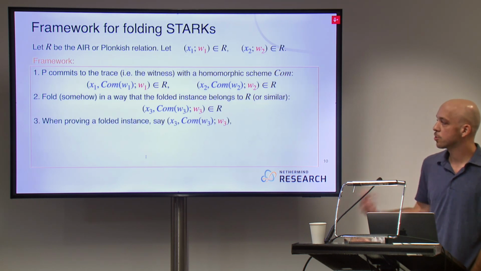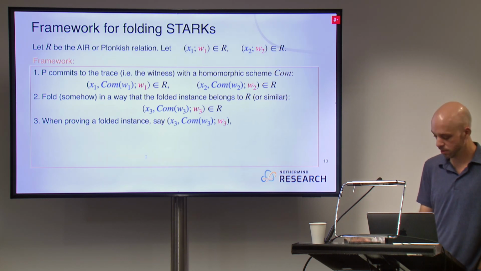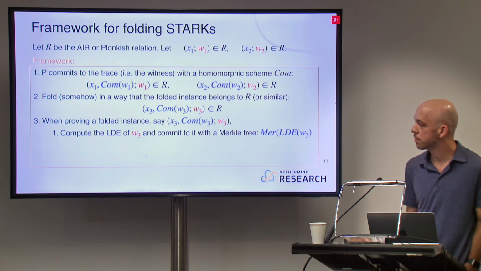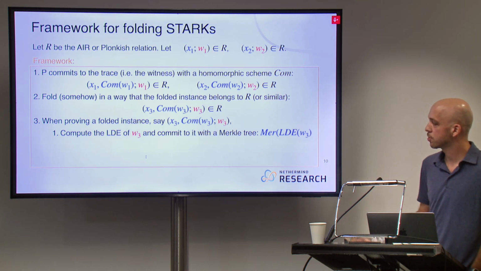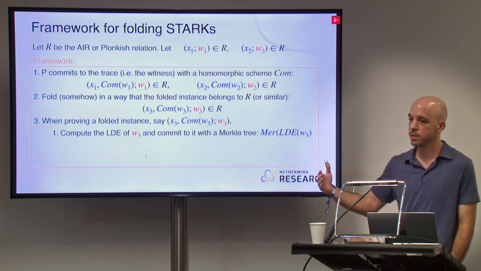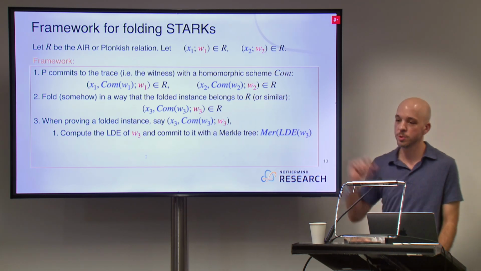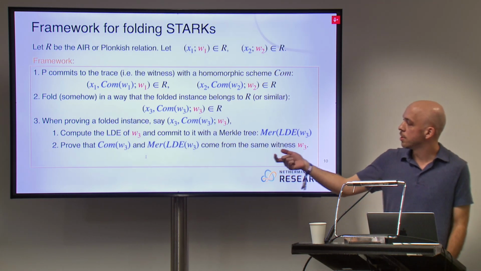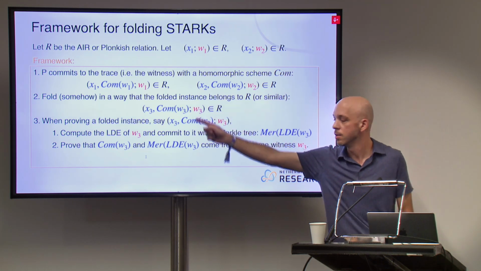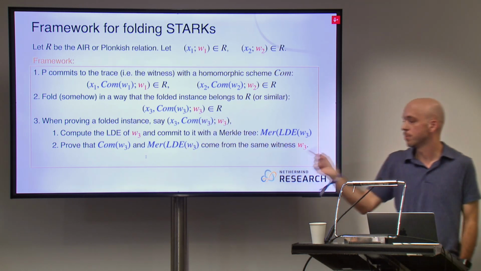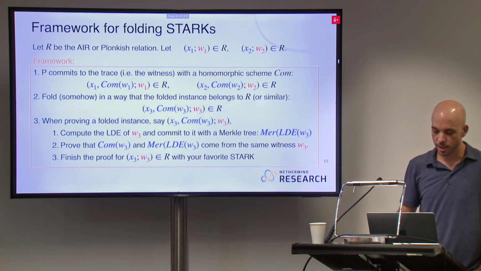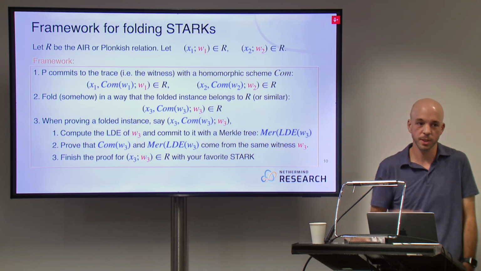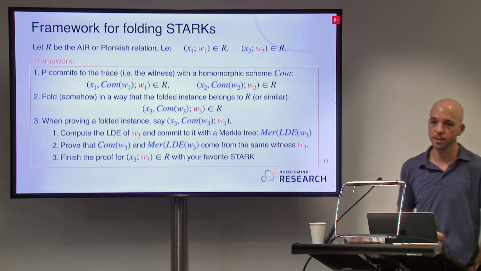And then say we want to prove a folded instance. Then we would proceed as follows. The prover would compute the low-degree extension of W3, the folded witness, and commit to it as usual in a Stark-based proof. It computes the low-degree extension and commits to it with a Merkle tree. And then you prove that the commitment to W3, which is in the folded instance, and this Merkle tree commitment come from the same witness. And then you finish the proof that X3, W3 is in the relation with a Stark. You just do the Fry quotienting and the whole Fry thing.